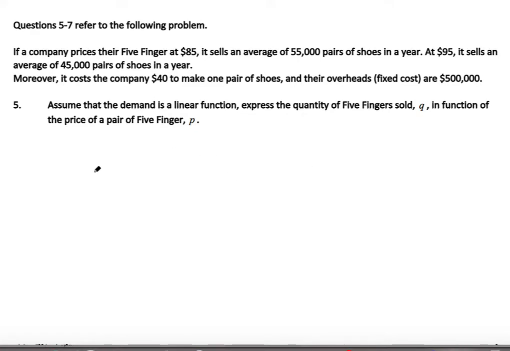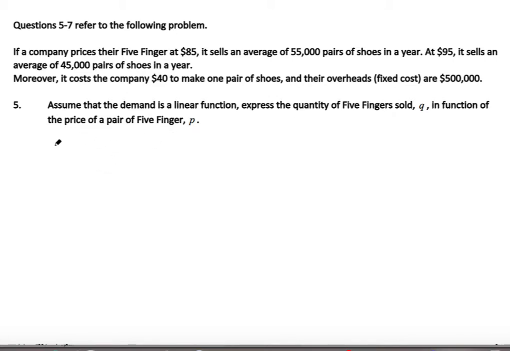Question 5. If a company prices their 5-finger at $85, it sells an average of 55,000 pairs of shoes in a year. At $95, it sells an average of 45,000 pairs of shoes in a year. It costs $40 to make a pair of shoes, and their overheads are $500,000. So let's assume demand is a linear function. We want to express quantity sold as a function of price.